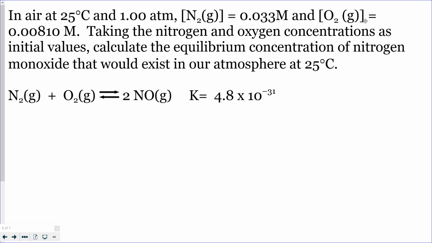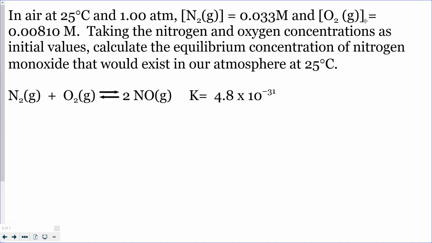It says in air at 25 degrees Celsius in 1 atmosphere, the concentration of nitrogen gas is 0.033 molar. Oxygen gas is 0.00810 molar. And it says taking the nitrogen and oxygen concentrations as initial values, find the equilibrium concentration of nitrogen monoxide that would exist in our atmosphere at 25 degrees Celsius.